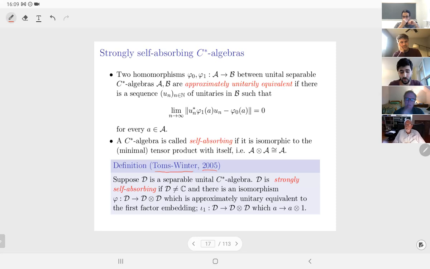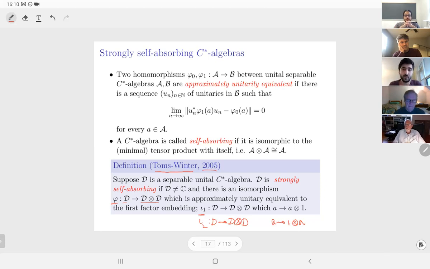A separable unital C-star algebra D is strongly self-absorbing if, first of all, D is not the algebra of complex numbers, and there is an isomorphism from D to D tensor D with a special property: this isomorphism is approximately unitarily equivalent to the first factor embedding, the embedding from D to D tensor D which sends a to a tensor 1. You could also have the second factor embedding instead, which sends a to 1 tensor a, and you get an equivalent definition.